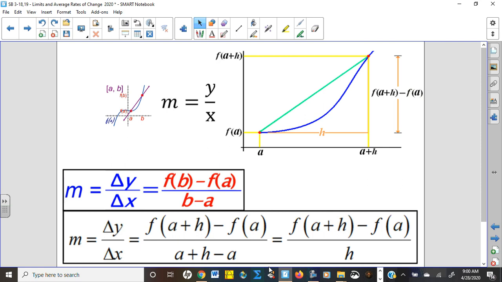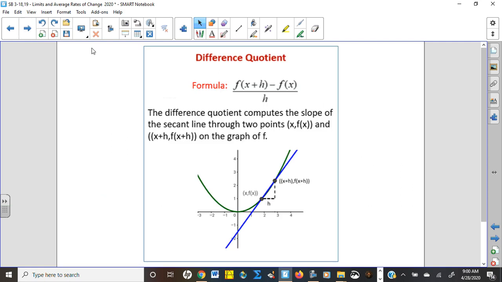And so this f of a plus h minus f of a over h looks kind of weird, but it's no different than f of b minus f of a over b minus a, just written in different terms, and it has a very specific name. It's a famous mathematical way of expressing the average rate of change, and it's called the difference quotient. So this is the difference quotient.